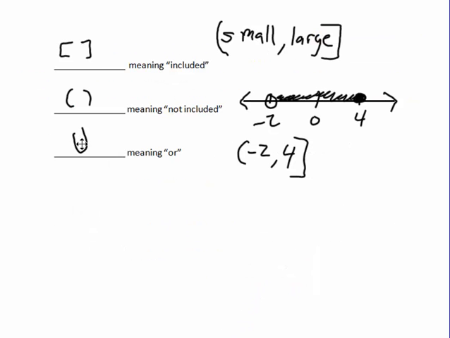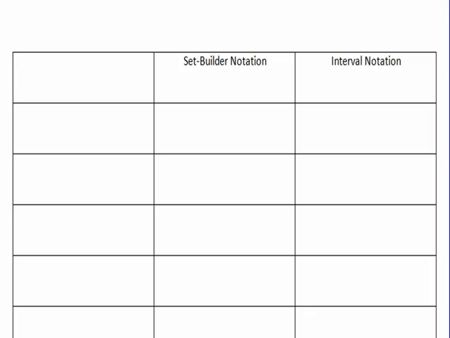Now we'll get to this union here in a second. I'm going to use this chart down below. I'm going to do several examples. I'm going to show you how that looks with set builder notation and how that looks with interval notation. Okay, so let's get a number line out here.